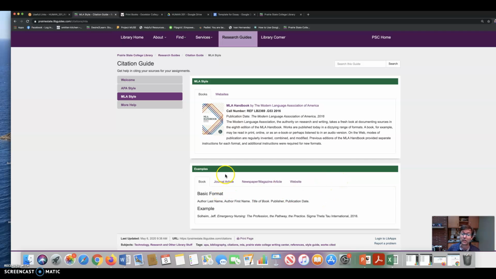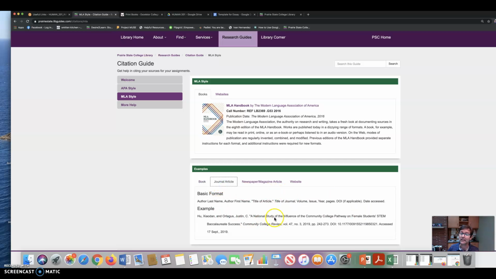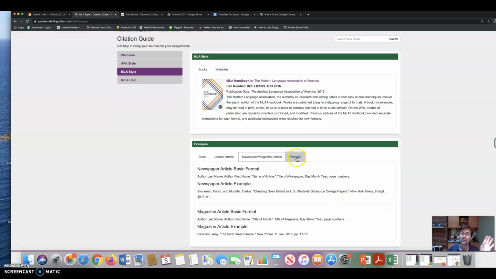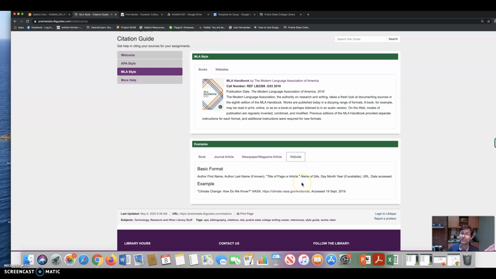So first of all, we have a good example here of different types of media and the basic format for citing them in your works cited page. Author's last name, author's first name, title of book, publisher, publication date. So we have an example here. If you're using a journal article, again, we have an example of how to cite a journal article, an example and basic format for citing a newspaper article, an example and basic format for how to cite a website. Okay, so those are useful, just quick looks.